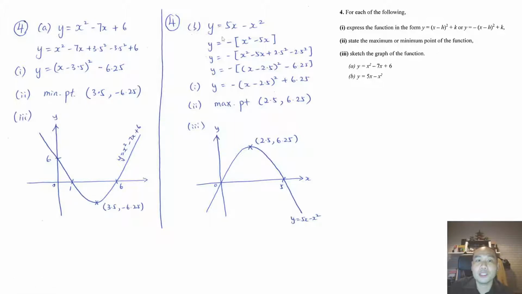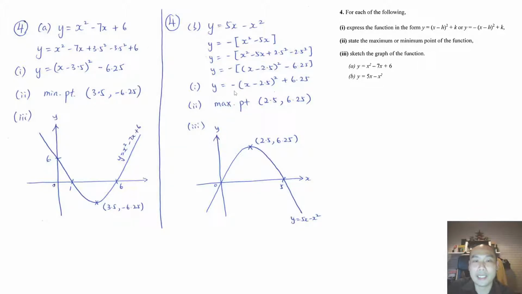So for 4b, same procedure, but this time round the coefficient of x squared is actually negative 1. So I take out negative 1, this is what I have. Repeat the procedure, right? So take 5 divided by 2 is 2.5, so I add 2.5 squared minus 2.5 squared. After that we factorize, this is what we have, and then we distribute or expand the negative 1 back into the square bracket. This is what we have. Okay, so this is the form.